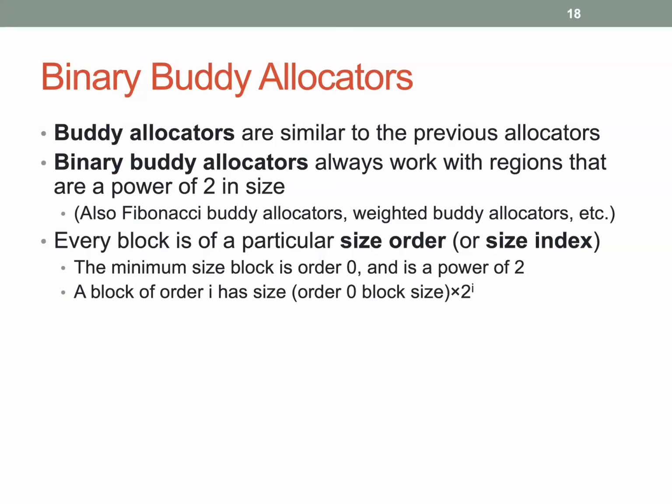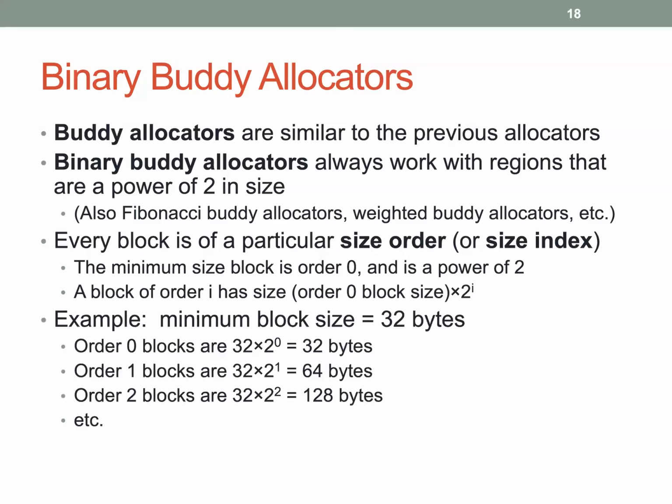I think I actually have an example here. Why try to explain the example, I'll just show it to you. If your minimum block size is 32 bytes, 32 bytes is what, 2 to the 5? Can Donnie do math? I hope Donnie can do math. But 2 raised to the 5th power, well, 32 bytes will be size order 0. Size order 1 would be 64 bytes. Size order 2 would be 128 bytes, and so forth. And you can imagine that there is some maximum size order based on the overall pool size.